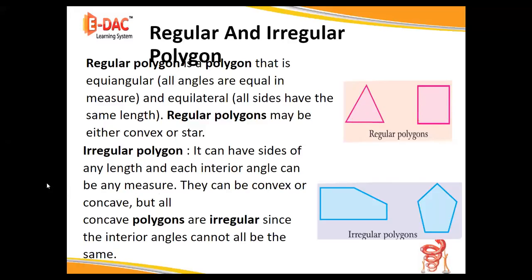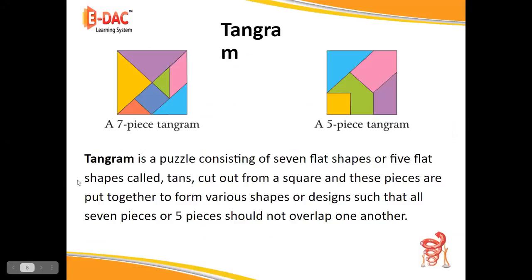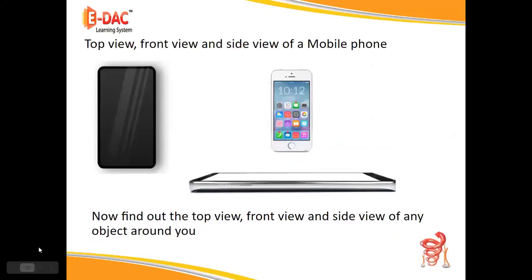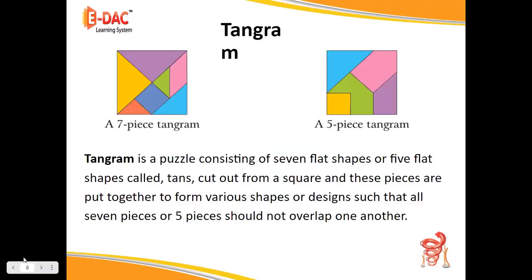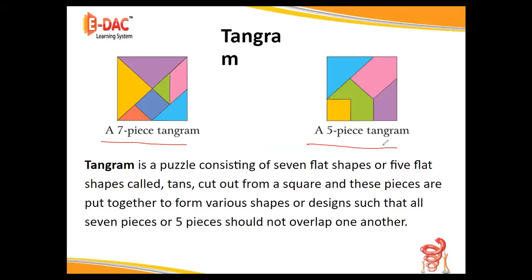So irregular shapes have different kinds, right? This is called Tangram. It is a puzzle consisting of 7 flat shapes. Tangram is one of the best, with 7 pieces, and also we can get a 5 pieces Tangram. Here you can see this is 7 pieces and this is 5 pieces.